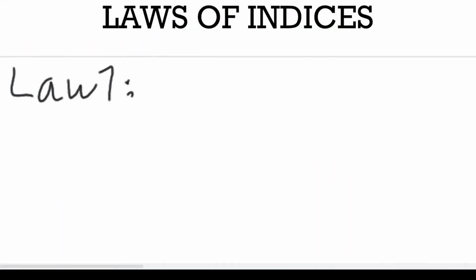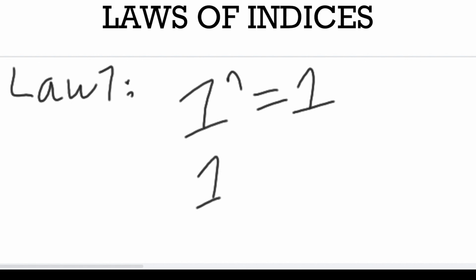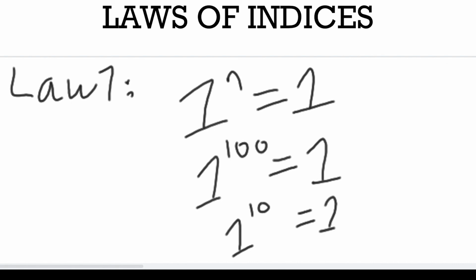Now guys, law number 7 states that any power to base 1 will be equal to 1. For example, if we write 1 to power 100, it will be equal to 1, or 1 to power 10 will also be equal to 1. Also, if 1 has a negative power, then it will also be equal to 1.